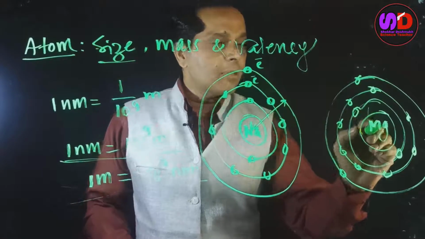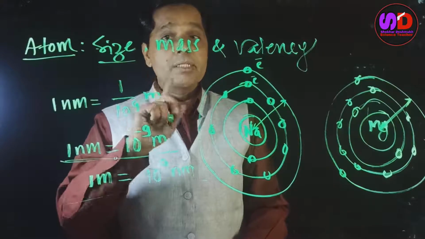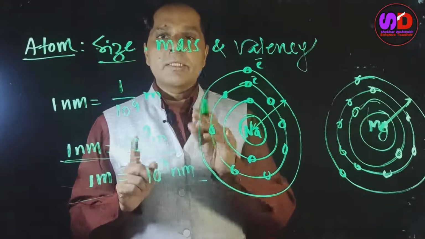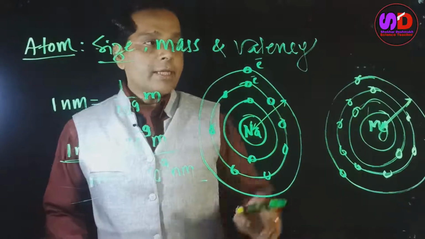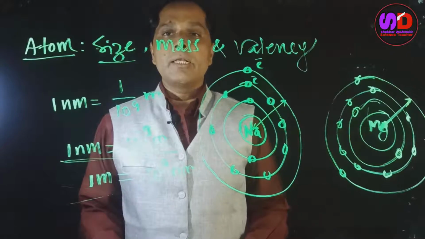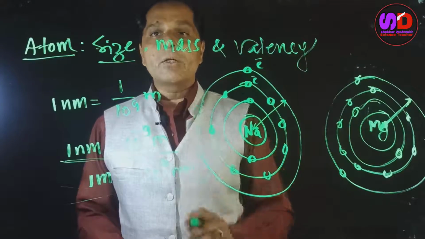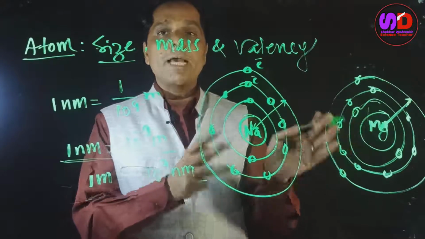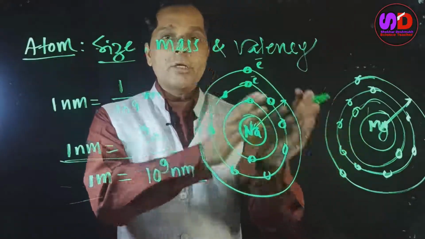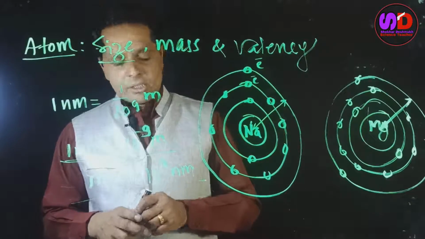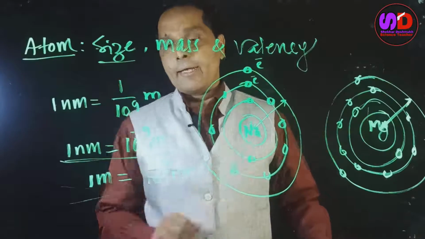As they have the same number of orbits, the size or the radius must be the same, but it is not the case. The size of magnesium is smaller than that of sodium, because it has more electrons in the outermost shell. Same number of orbits, but in that orbit more electrons are present. After magnesium, suppose aluminium is there, 3 electrons are present. Definitely aluminium is smaller than magnesium and sodium. So this is about the structure and size of an atom.